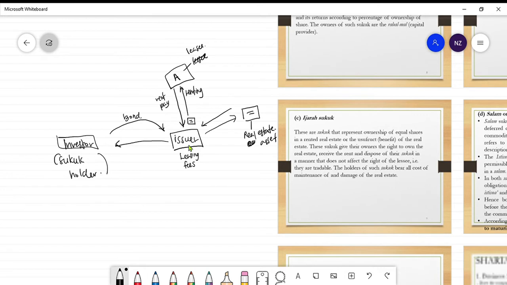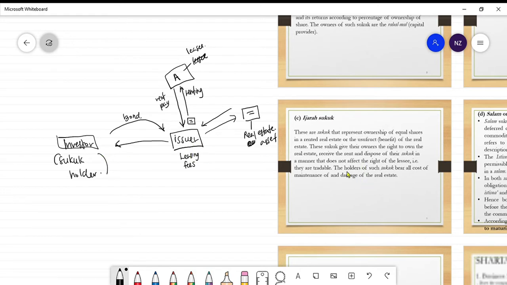That's why dia cakap bond ni yang issued from the investors ni is transferable, sebab by using the bond, the issuer boleh beli that bond atau boleh transfer the bond to buy a real estate asset, and bila dia dah acquire that asset, dia boleh renting the real estate asset to a lessee, yang dia from the lessee just now dia boleh generate the like renting fees, and so that dia boleh guna the renting fees to pay the investors.